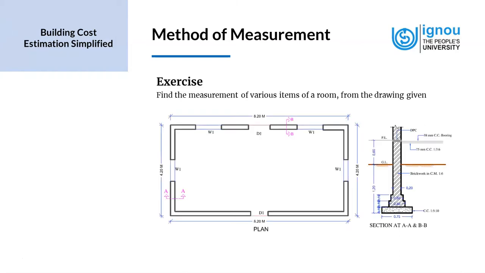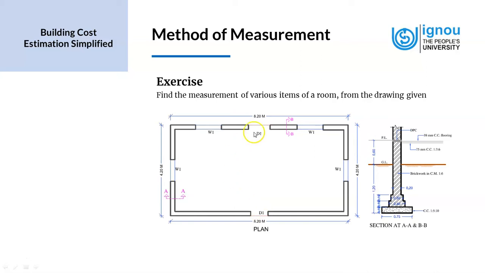For this, we have a simple room given. It has outer dimensions of 8.2 meters and 4.2 meters respectively. The length of the room is 8.2 meters, outer wall to outer wall, and the width of the room is 4.2 meters, outer wall to outer wall.